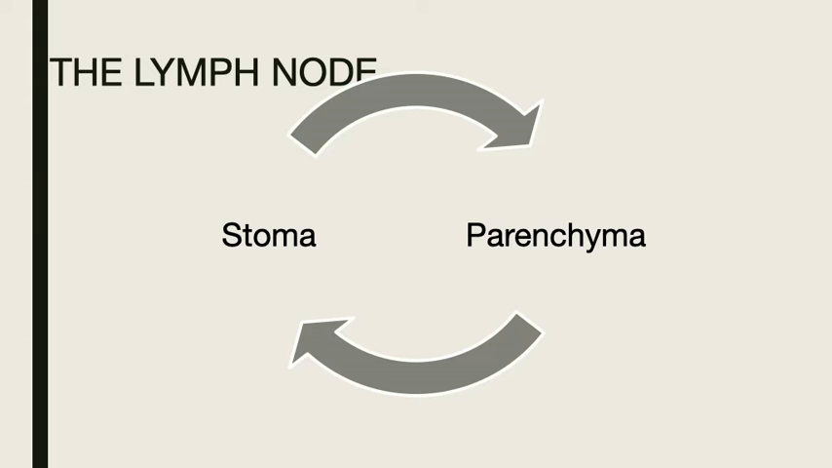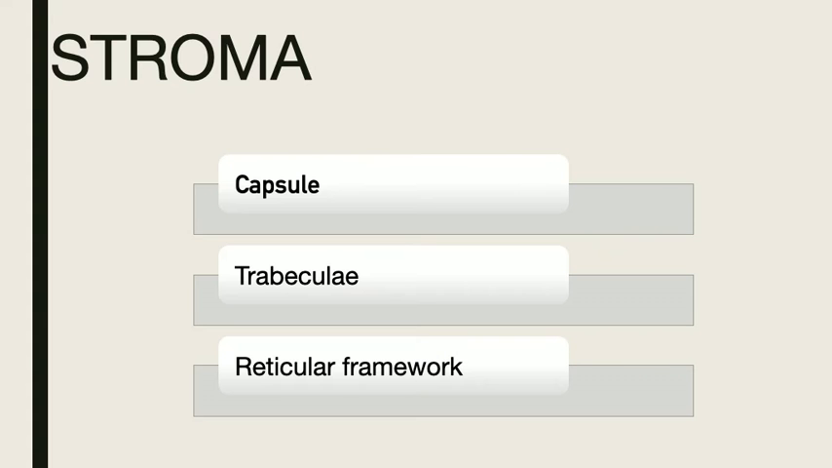As we know, any gland is formed of two parts. What are these parts? The stroma and the parenchyma. The stroma is a supporting tissue and the parenchyma is a functioning tissue. The stroma of the lymph node is divided into capsule, trabeculae, and the reticular framework.